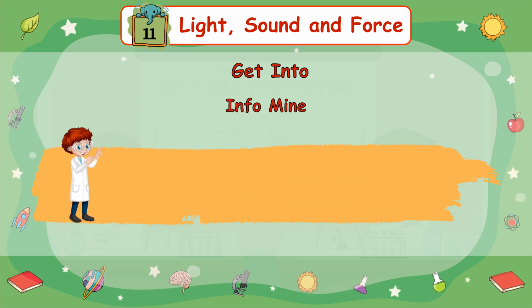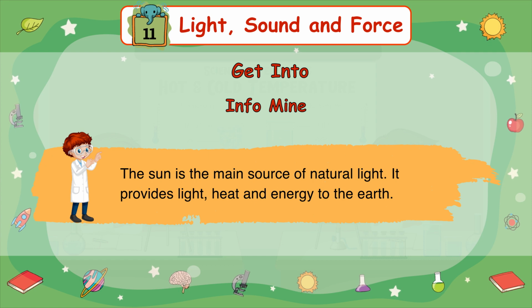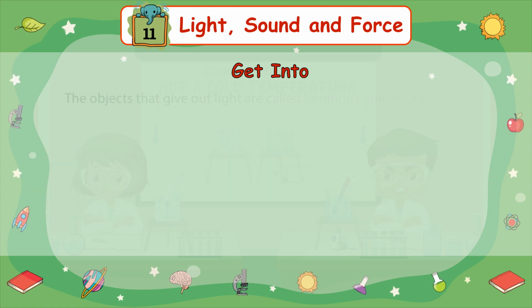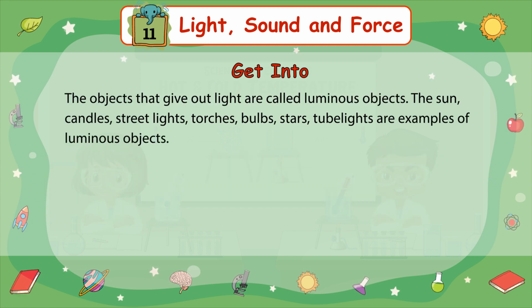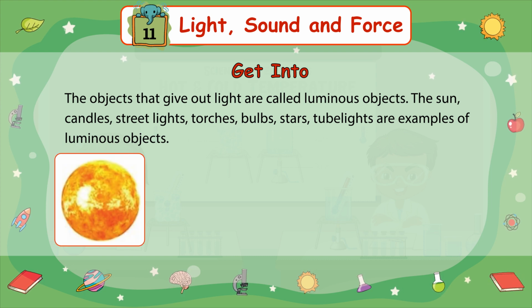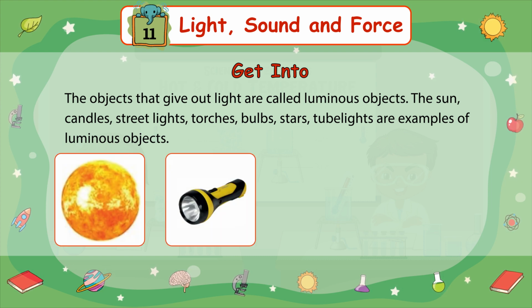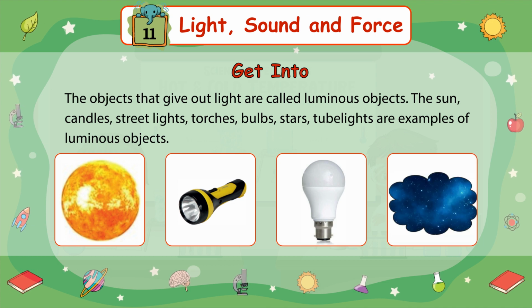Info mine. The sun is the main source of natural light. It provides light, heat, and energy to the earth. The objects that give out light are called luminous objects. The sun, candles, streetlights, torches, bulbs, stars, tube lights are examples of luminous objects.